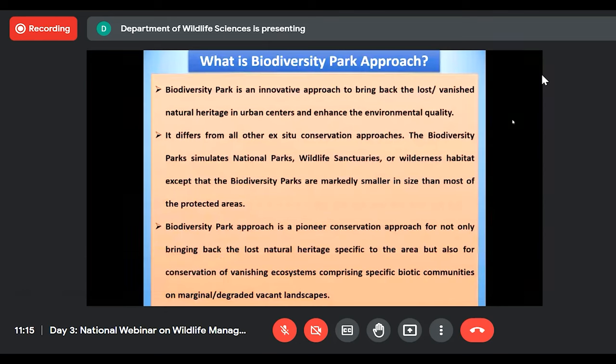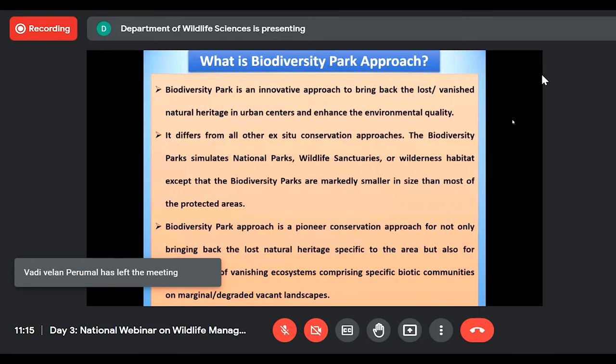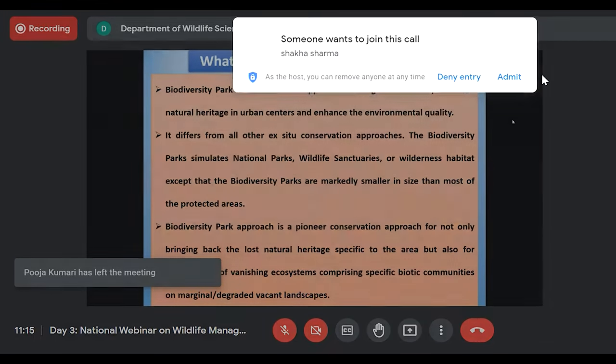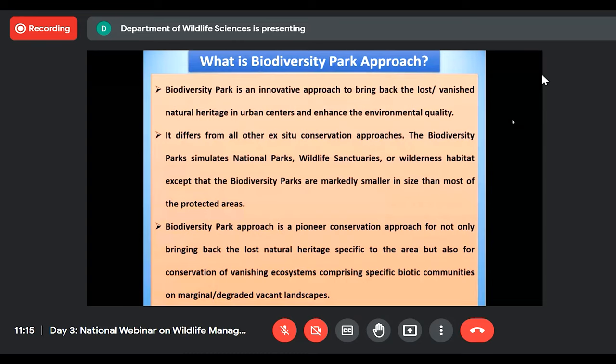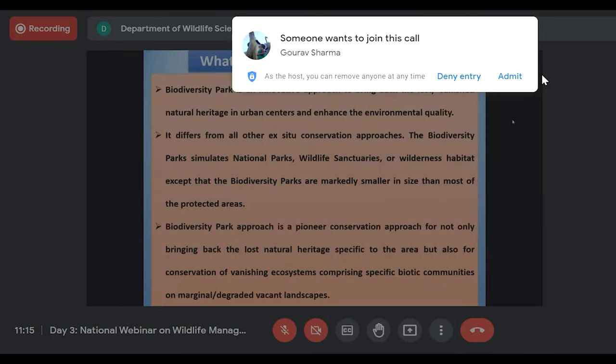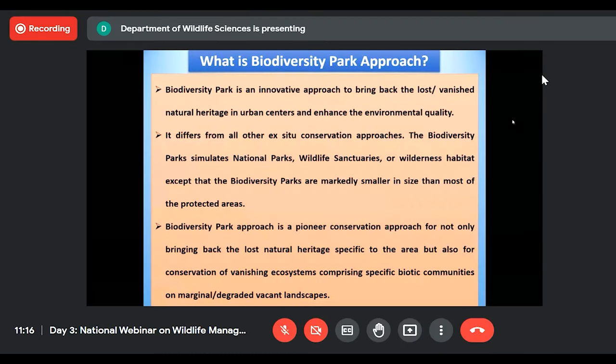What is the approach to have a biodiversity park? A biodiversity park is an innovative approach to bring back the lost, vanished natural heritage in urban centers and enhance the environmental quality. It differs from all other ex situ conservation approaches, like botanical gardens, zoological gardens, or captive breeding centers.